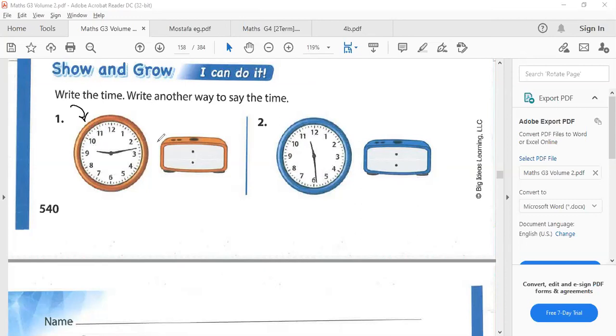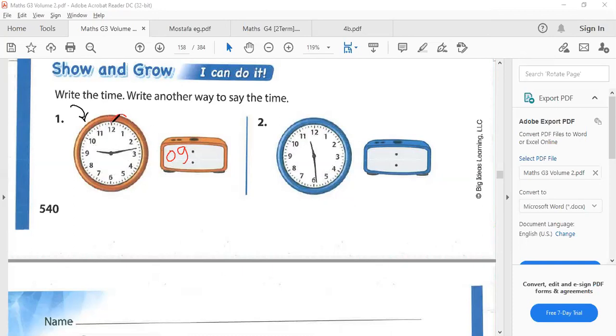Marwan, could you tell me what time is it here? Could you say the time? You have the short hand between two numbers, right? The short hand is 9, and the long hand 5, 10, 9, 10, 11. It's 11.